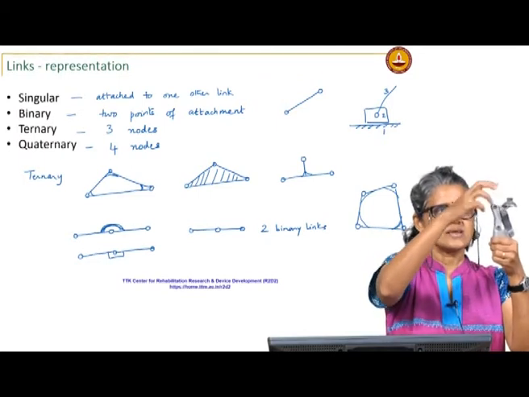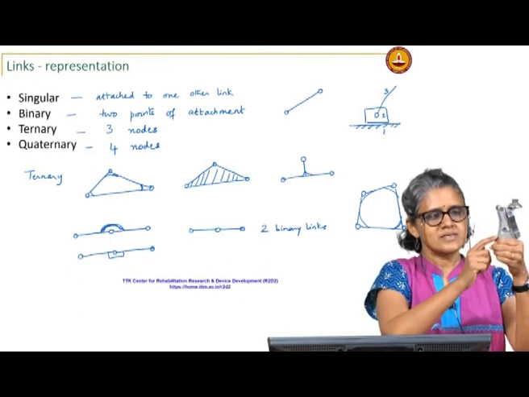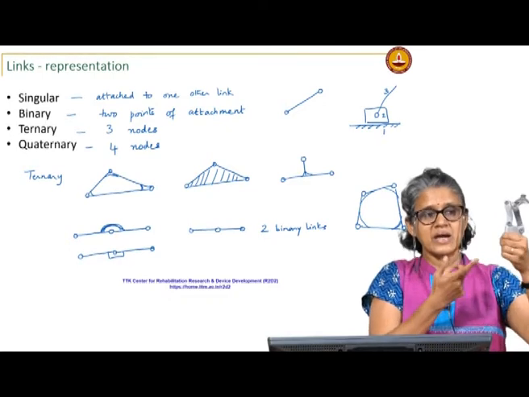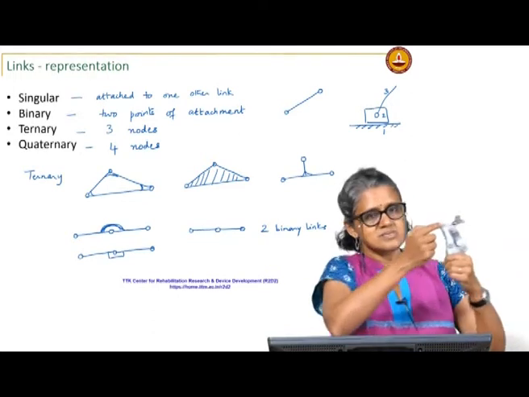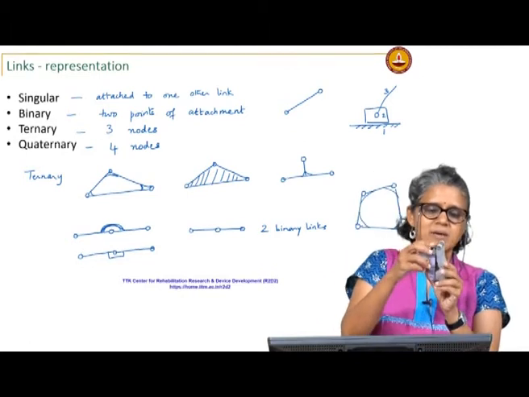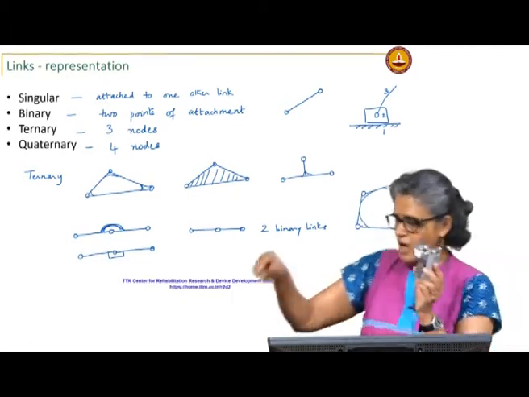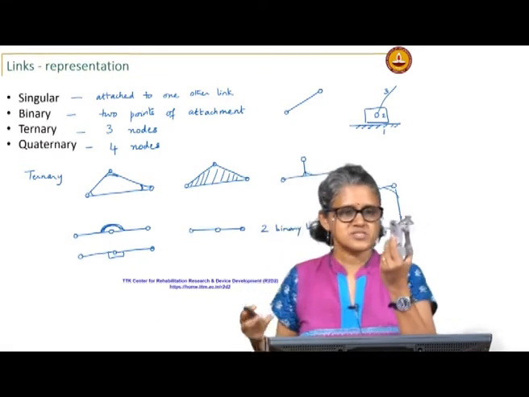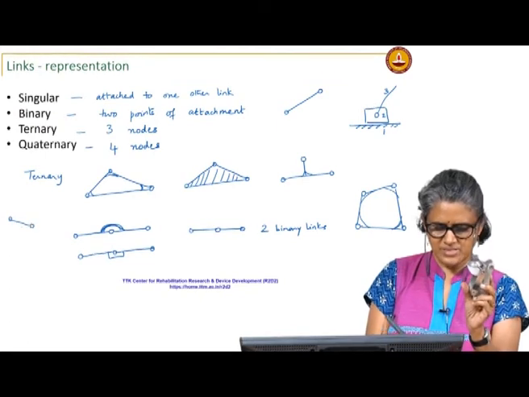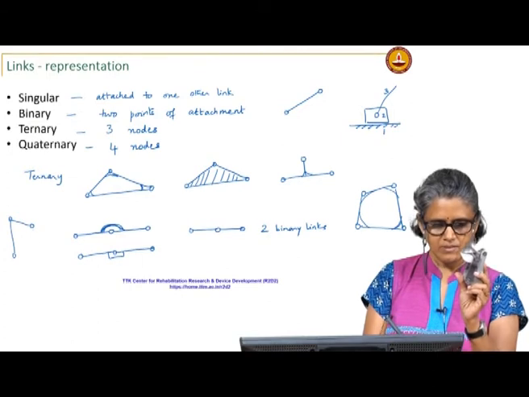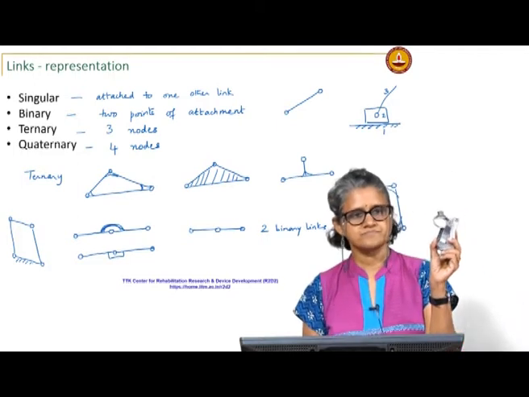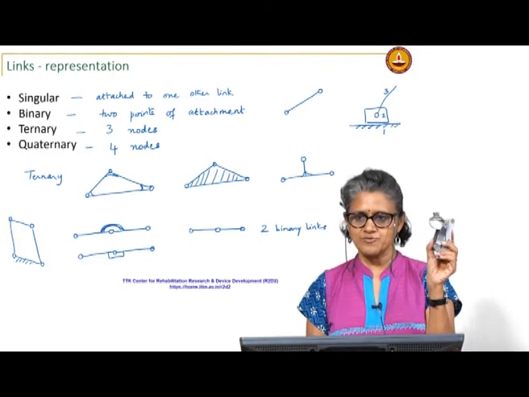If you look at this, all these links, this link, this link, this link and this link, there are 4 links here. What kind of links are they? Binary links. You can see that this one has 2 nodes, similarly this, but their shapes are considerably different. If I draw a simplified representation, all I would do is use the nodes and draw it like this. Say this is the fixed link. That would be the representation of this mechanism.